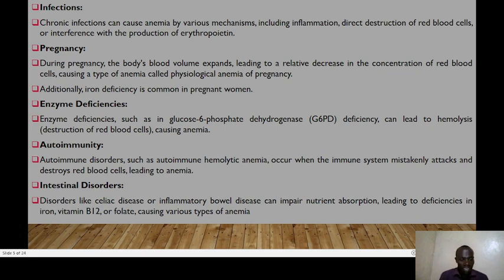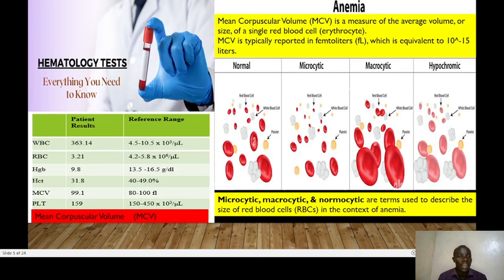Intestinal disorders like celiac disease or inflammatory bowel disease can impair nutrient absorption, leading to deficiencies in iron, vitamin B12, or folate, both causing different types of anemia. So in anemia, we normally carry out some hematological tests.